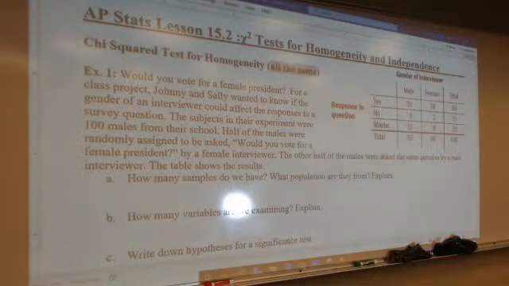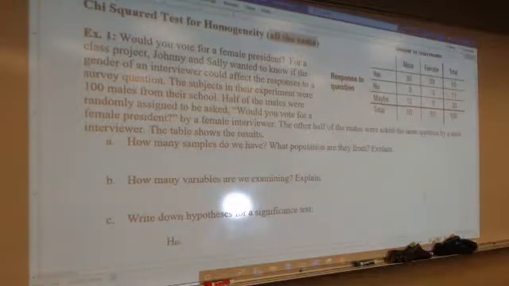Would you vote for a female president? For a class project, Johnny and Sally wanted to know if the gender of an interviewer could affect the responses to a survey question. The subjects in their experiment were 100 males from their school. Half of the males were randomly assigned to be asked, would you vote for a female president, by a female interviewer. The other half of the males were asked the same question by a male interviewer. The table shows the results.